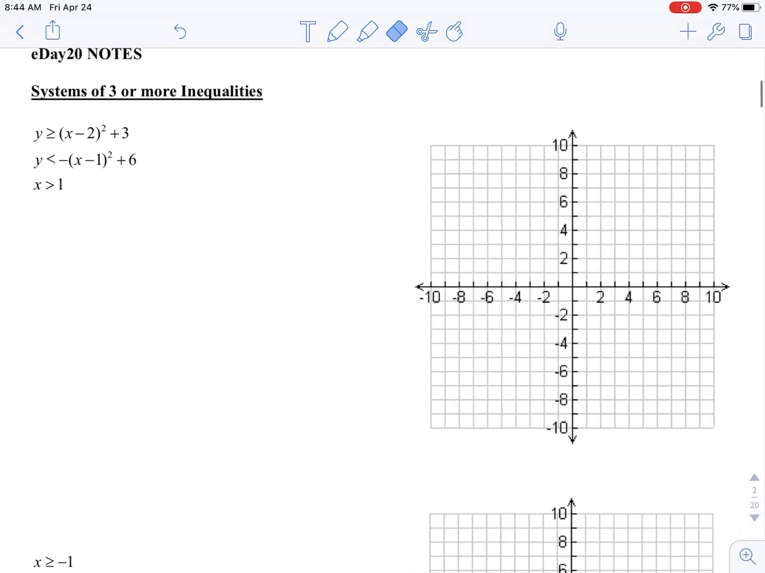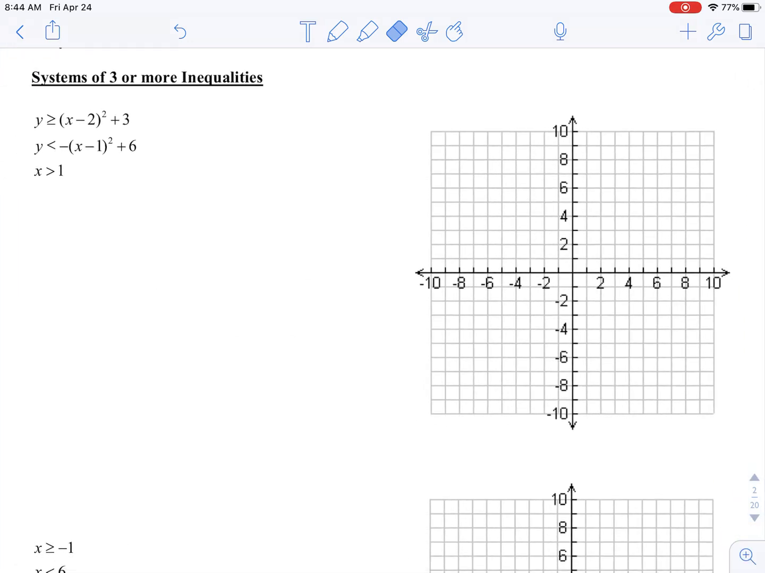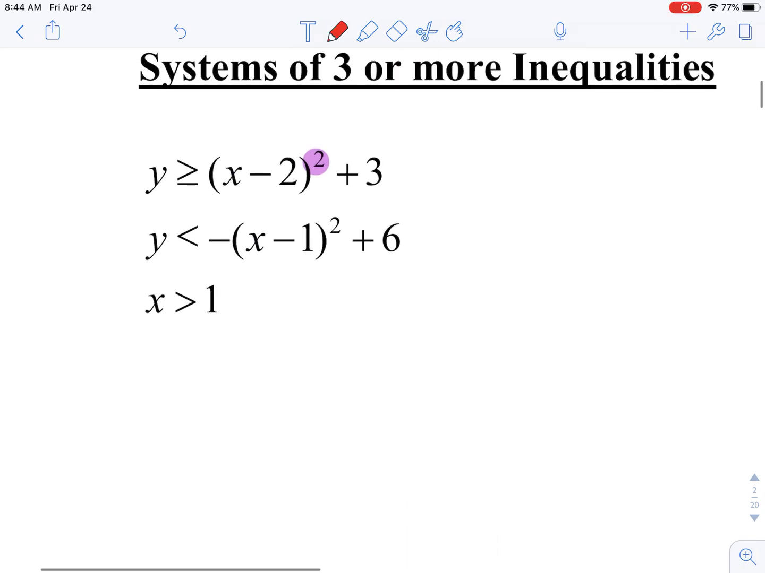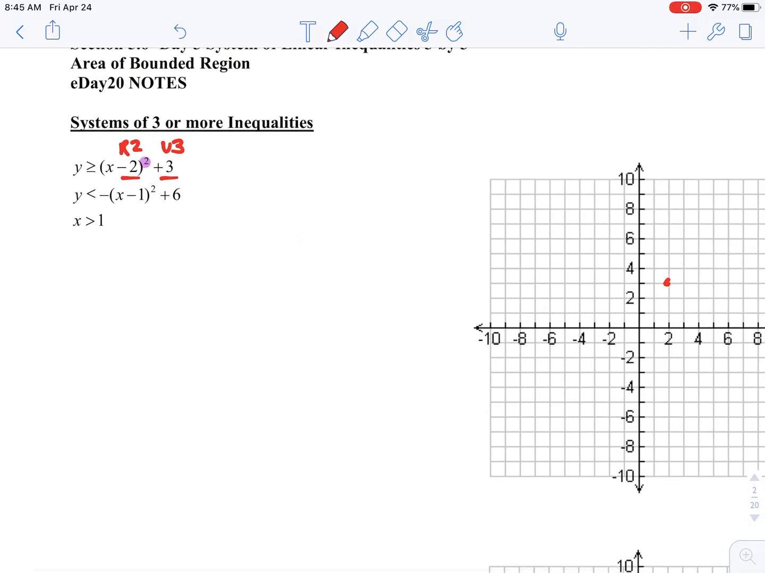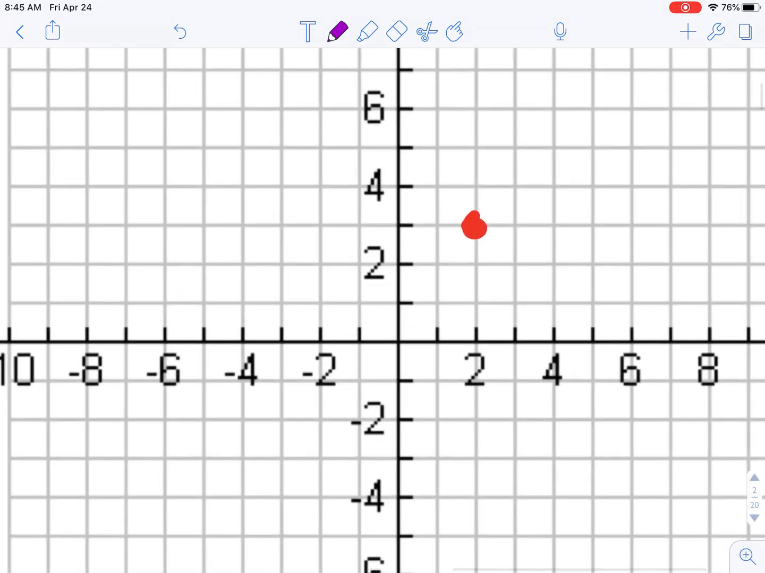All right, so we're going to start graphing 3 or more inequalities. First thing I want you to do is recognize with that square that this is a parabola. It's in what they call transformation form because these are on the same side. That means we're going to be going right 2 and up 3 to get to our vertex. So right 2, up 3 is our vertex. This graph is going to be opening up and it's going to have an A value of 1. With an A value of 1, 1 squared is 1, and 2 squared is 4.